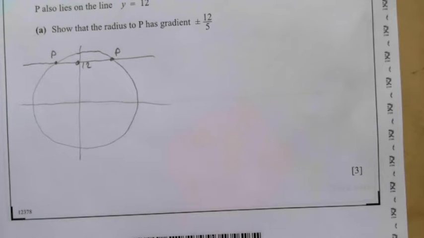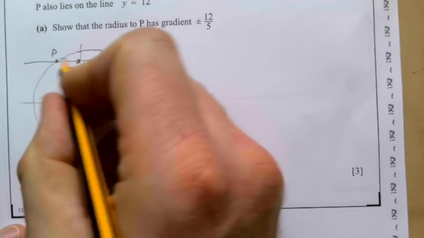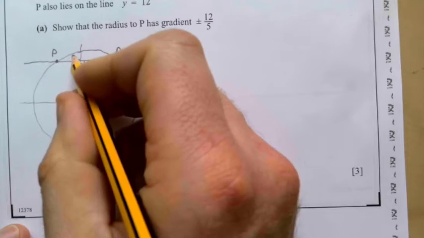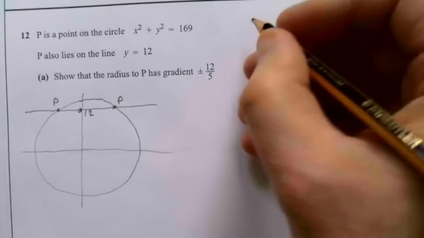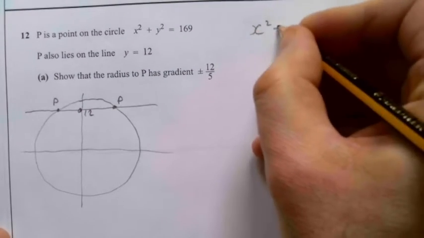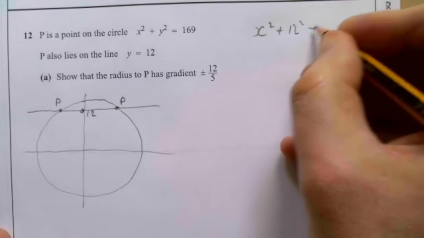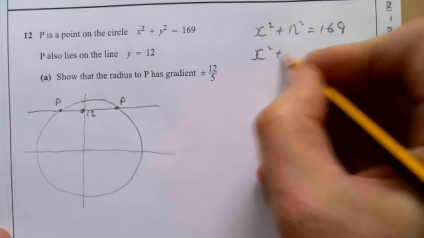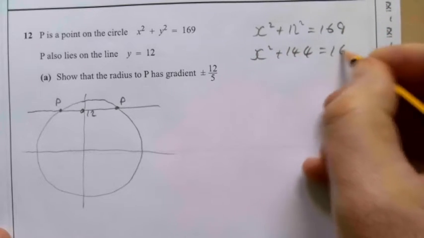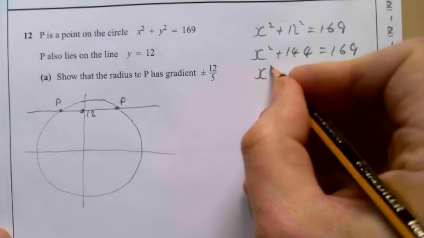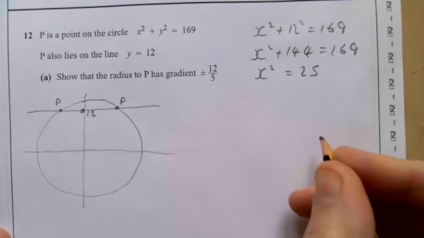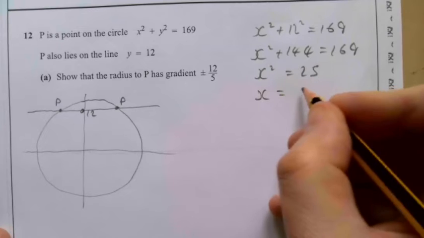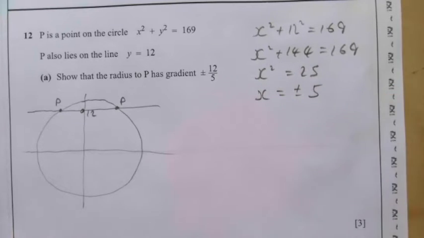So let's take a look at how to show that the radius to P has gradient 12 over 5. So the point P, we know the y coordinate of it is 12. So x squared plus 12 squared is 169. x squared plus 144 is 169. x squared then is 25. Taking the square root, x must be plus or minus 5.